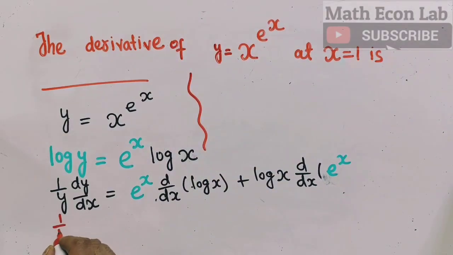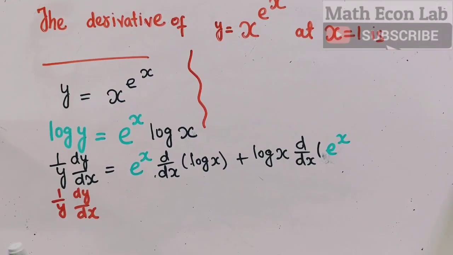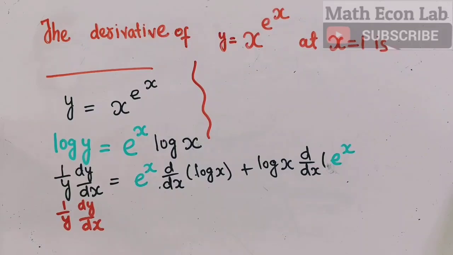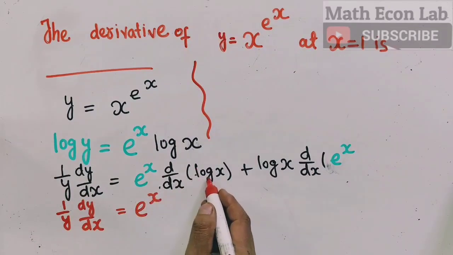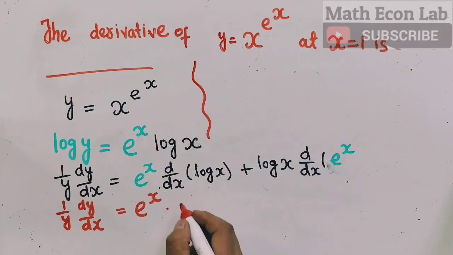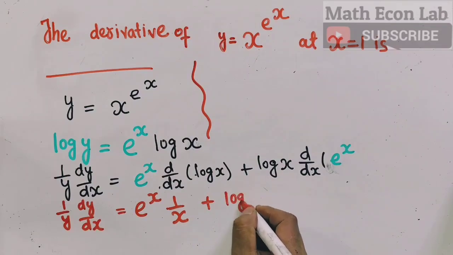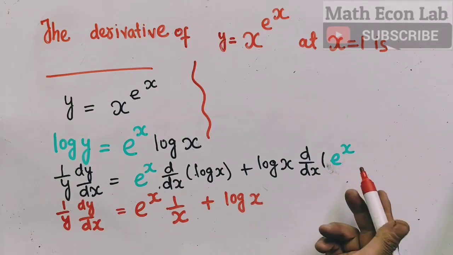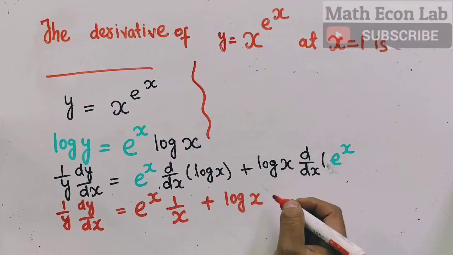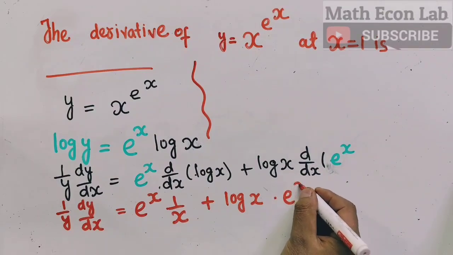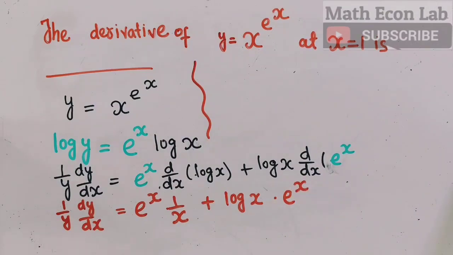So we have 1 upon y dy upon dx is equal to, now we have e raised to the power x, the derivative of log of x, we know it is 1 upon x, plus log of x times the derivative of e raised to the power x, which is e raised to the power x, okay, times e raised to the power x, we know that very thing.